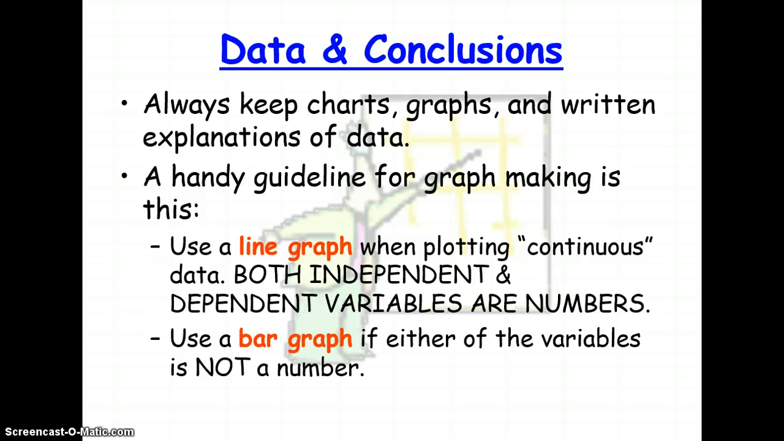So a line graph would be used if our data is all numbers. For example, if we had the amount of fertilizer that we gave plants and then how tall they were, that would be a line graph.